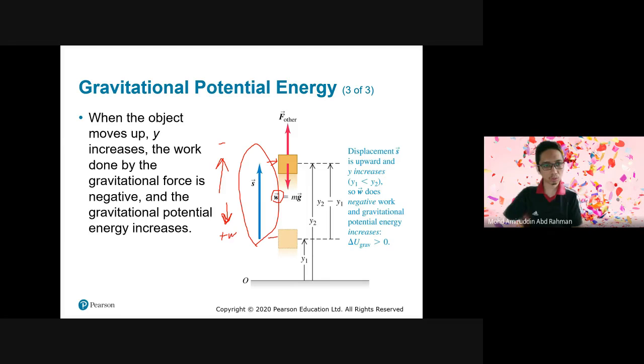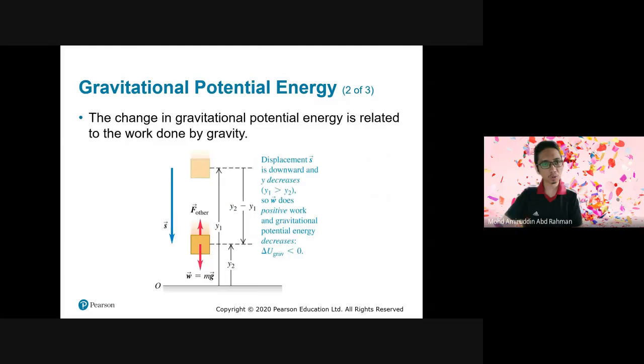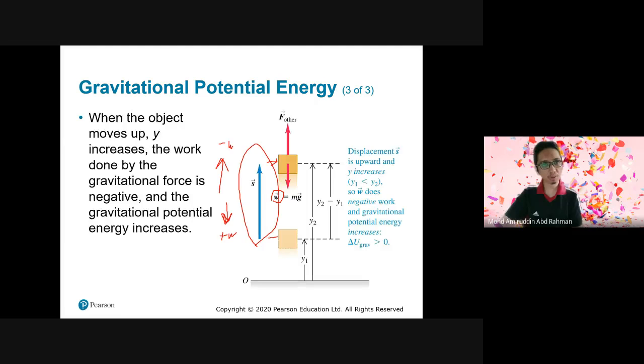So that's negative W, and the potential energy increases. So now the gravitational potential energy will be positive. Hope you're clear with that. When the object is going down, the gravitational potential energy will be negative, and when the object is going up, the gravitational potential energy will be positive.